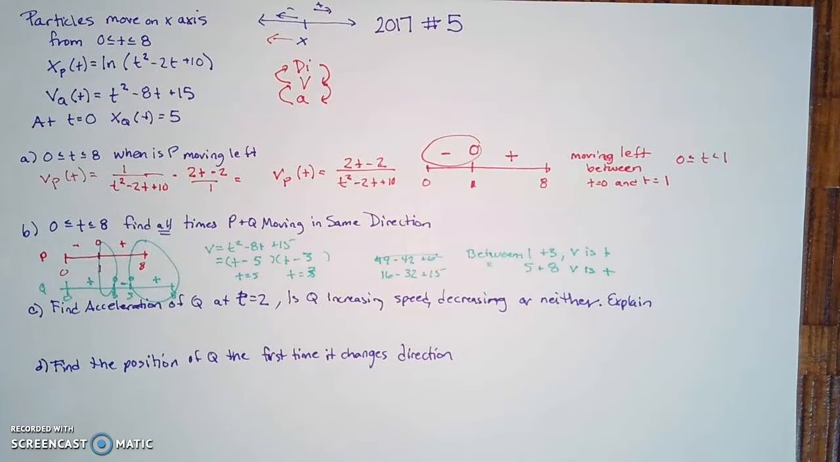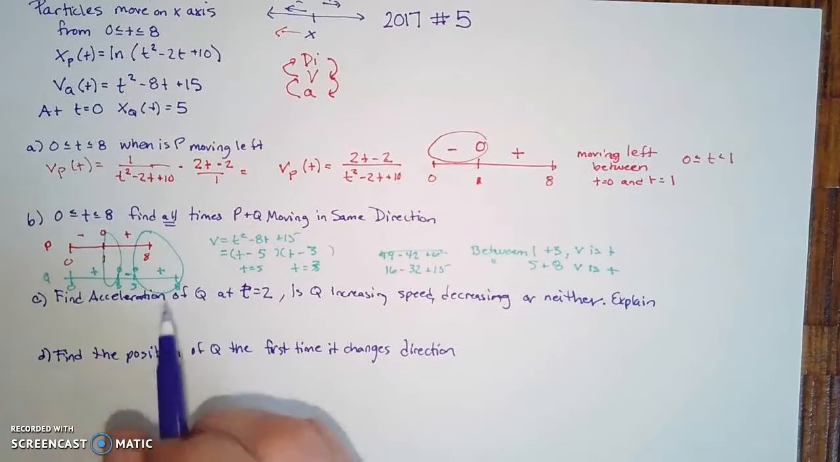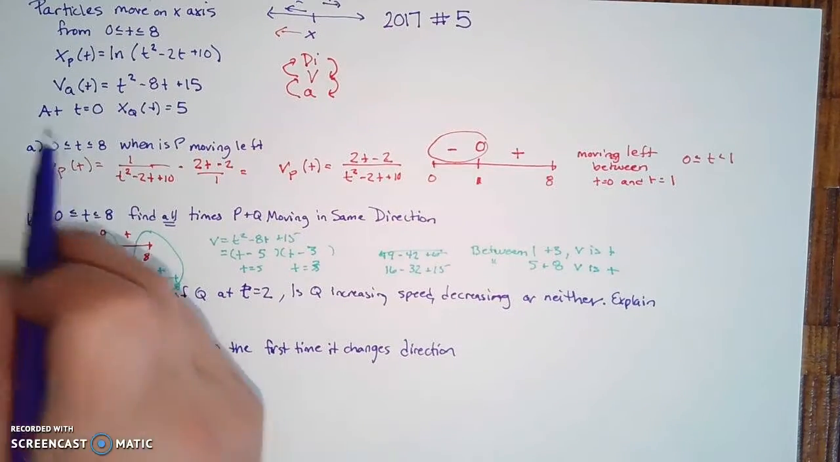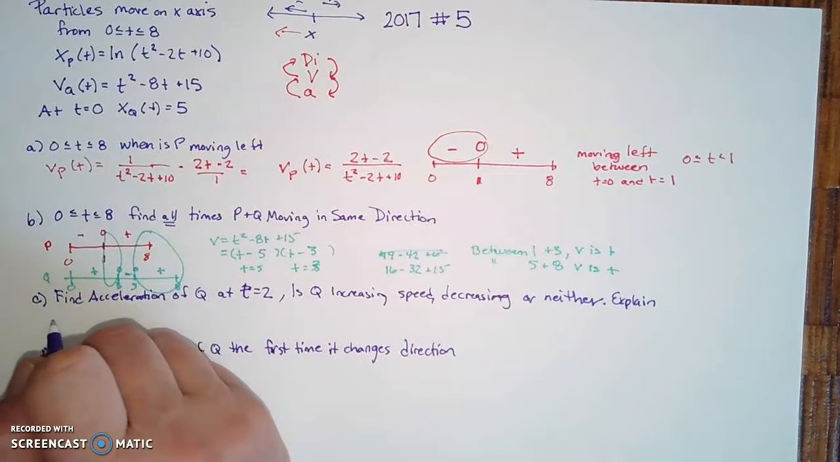Okay, they asked me to find the acceleration of q at t equals 2. Well, acceleration is the derivative of velocity. So to find acceleration, I'm going to take the derivative of v sub q of t. So I can write it in many different ways.